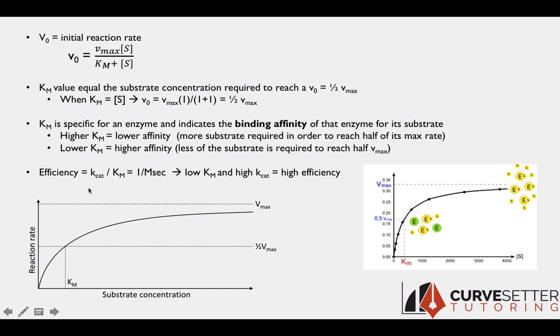So if you have a higher kcat and a lower Km, you have higher efficiency of the enzyme. So efficiency relies on both the catalytic rate and the binding affinity. So here is a graph of substrate concentration versus reaction rate. So you can think of this as the V0, and the V0 varies as a function of substrate concentration. So when this curve begins to level out, it's essentially going to reach an asymptotic point where it's approaching Vmax.